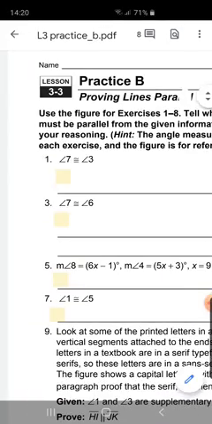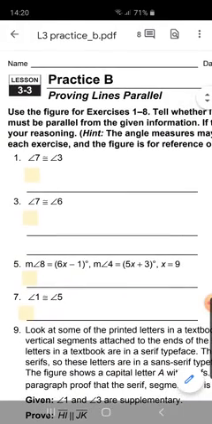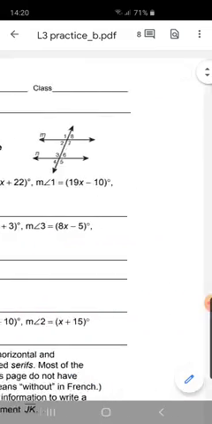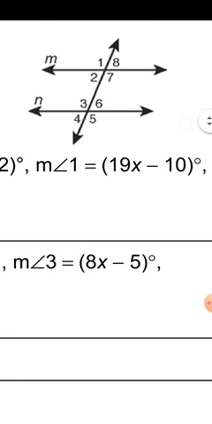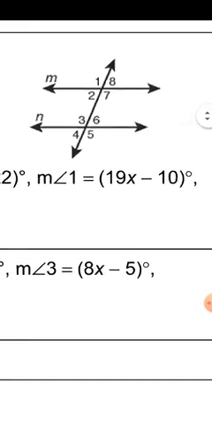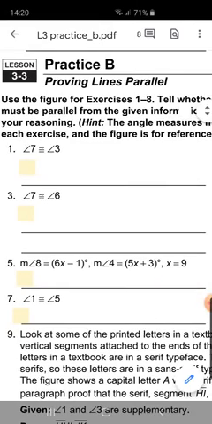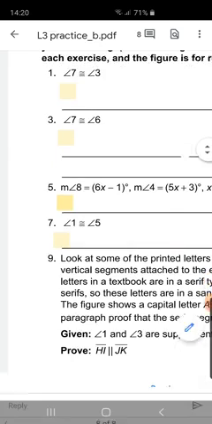Question number 5. Again, they gave you the x's. Only we have to find out what's angle 8 and angle 4. So from the picture, what's angle 8 and angle 4? Angle 8 and angle 4 are alternate exterior angles, right? So alternate exterior angle theorem says that both the angles are equal. So let's find out if they both are equal. If they both are equal, then the lines are parallel.